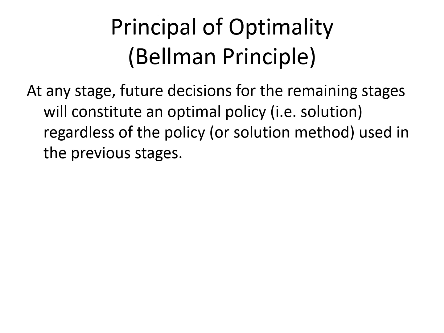This is a very important principle, and basically the whole DP theory is built upon this principle. It's called the Bellman principle. A guy called Bellman came up with this principle of optimality. At any stage, future decisions of the remaining stages will constitute an optimal policy, regardless of the policy used in the previous stages. Basically, the way to move forward, you follow the optimal policy, regardless of how you got to that stage. That's all it's saying.